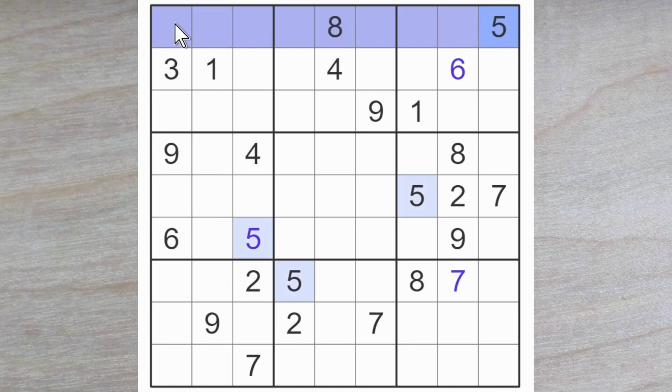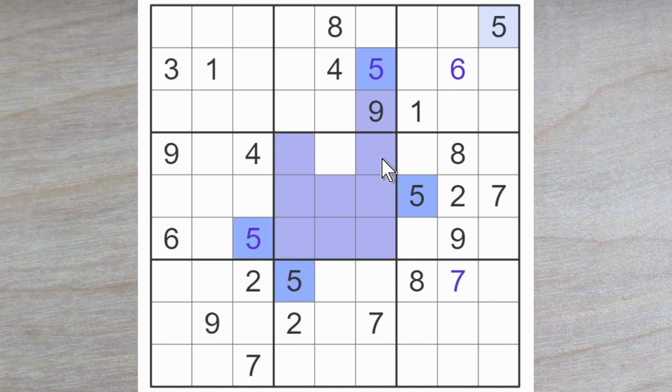We have a 5 blocking across here and a 5 blocking up, so one of these squares must be a 5. And we have a 5 blocking across and a 5 blocking across and a 5 blocking up, so here comes a 5 for us. These two 5s block across, this blocks up, this blocks down, so here's another 5.